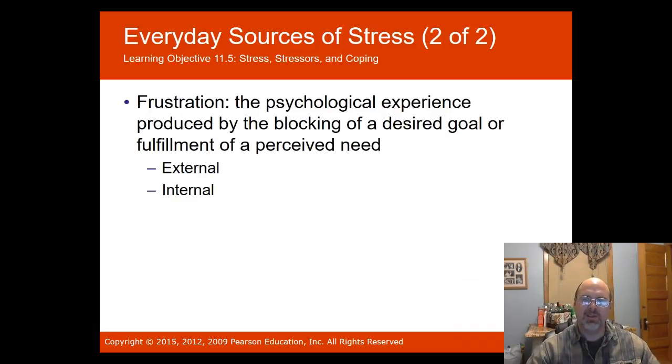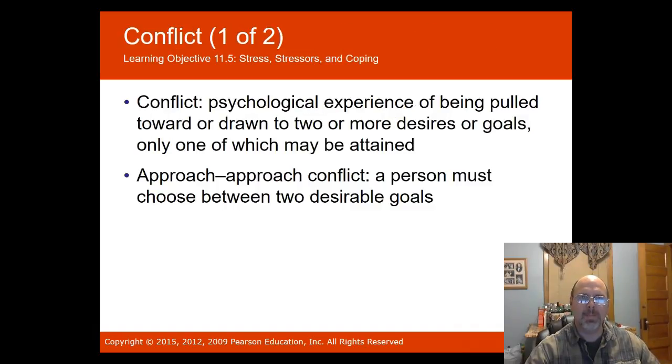Internal stress. This would be personal frustrations, where a goal cannot be attained because of internal or personal characteristics. For instance, I always wanted to become an airline pilot, but because I cannot distinguish my colors very well, that was not a possibility. So I had personal characteristics which would not make me a very good airline pilot. So that would be internal frustration.